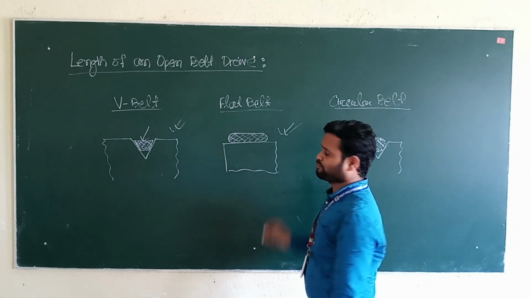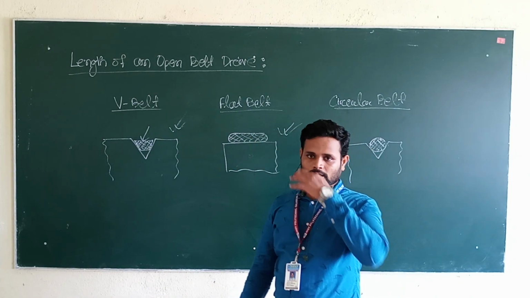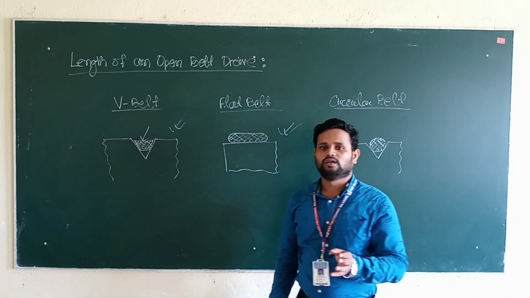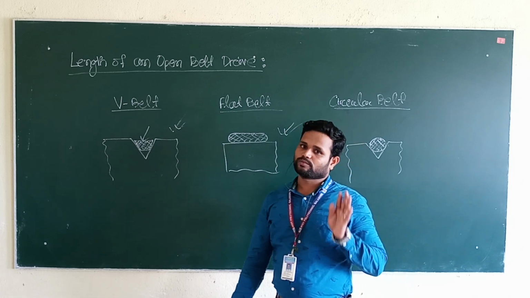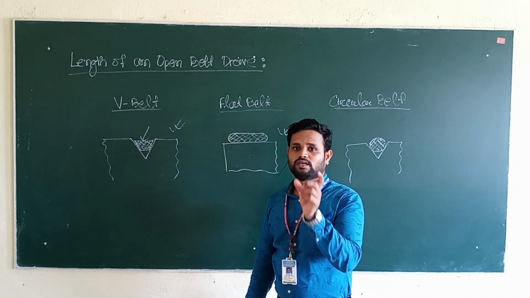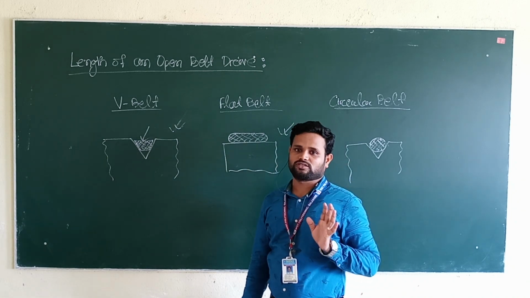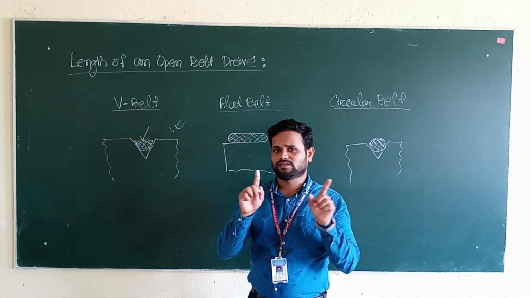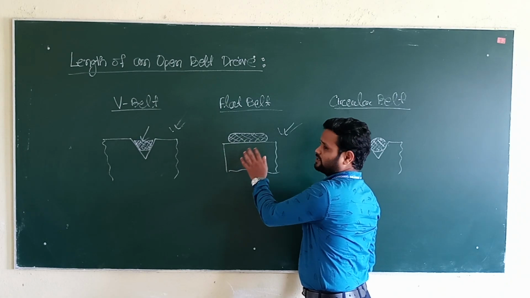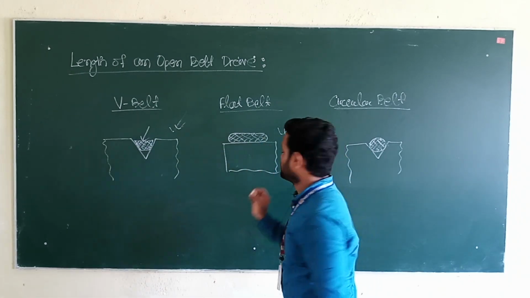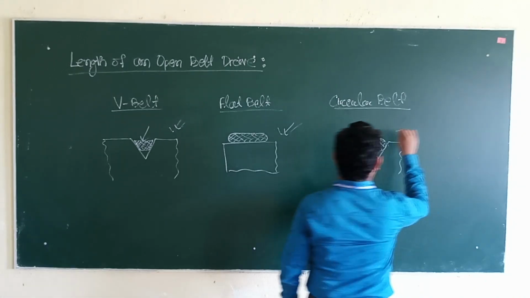Next, we will study the flat belt. The flat belt is used in factories and workshops where again a moderate amount of power is to be transmitted and the shaft distance is below 8 meters. If the two shafts are below 8 meters apart, then you can use a flat belt there, and the power transmission is moderate.